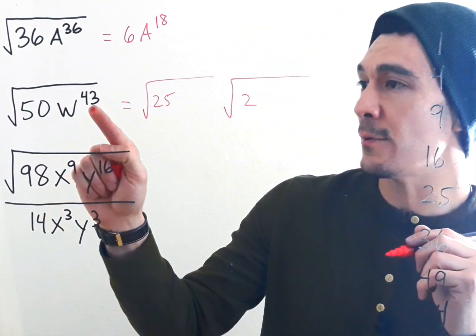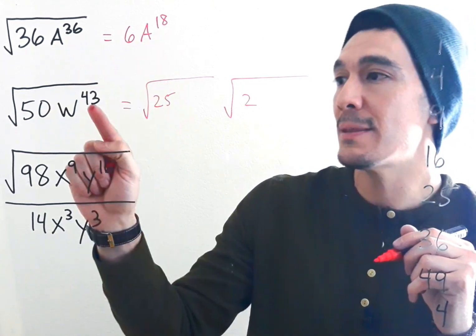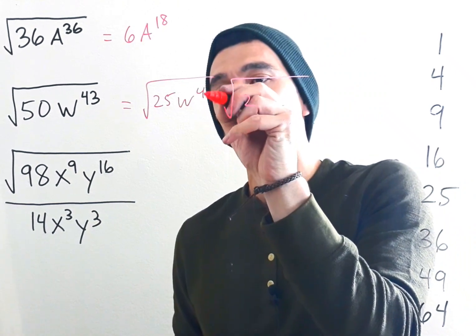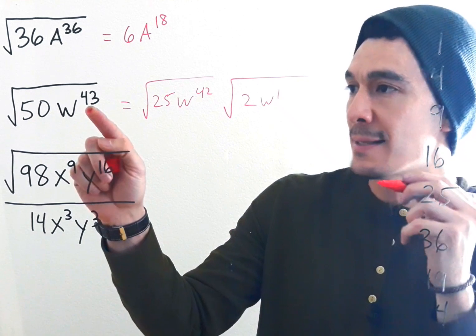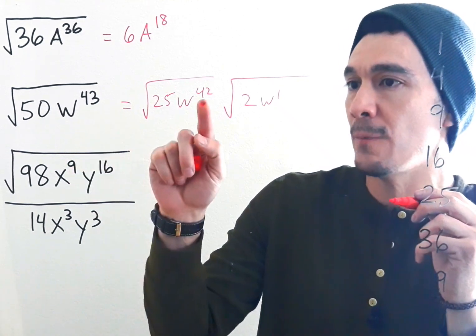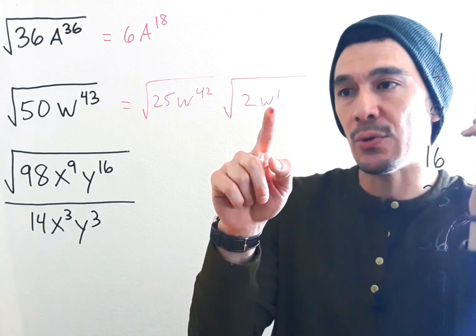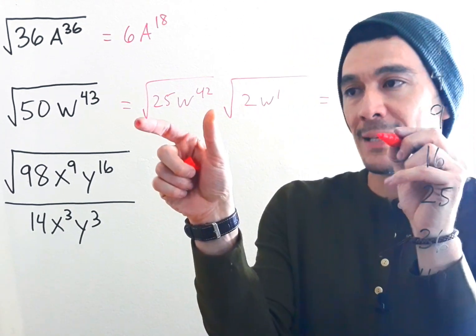For w43, again, we don't like it because I want to take half of this to get that. But this is odd. So break it up as follows. w42 and w1. You just take the biggest even that's underneath it, in this case 42, and this receives the additional or the leftover w. Now let's simplify this further. This can be square rooted nicely.